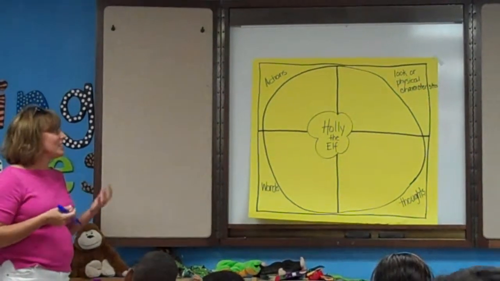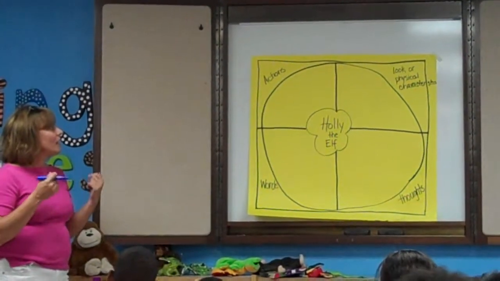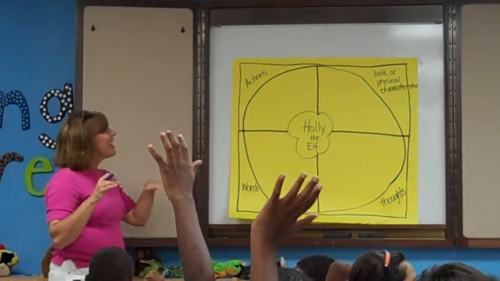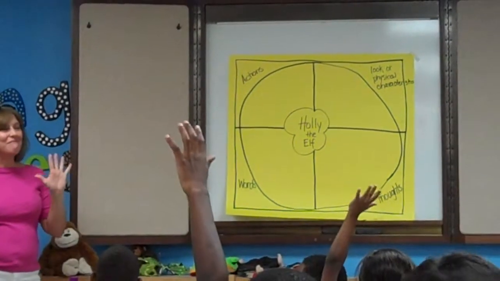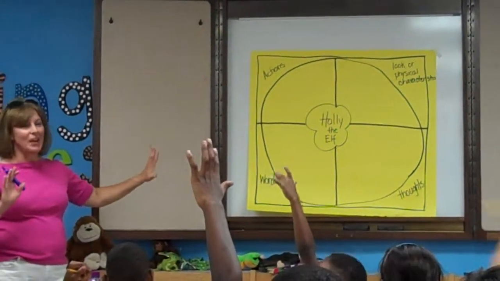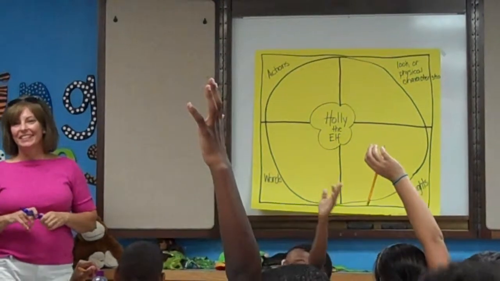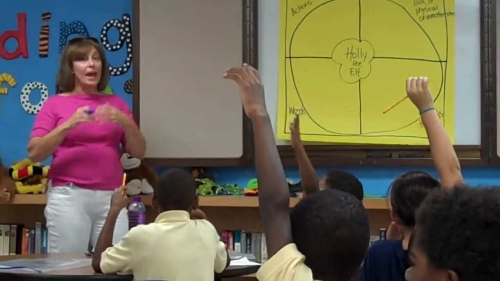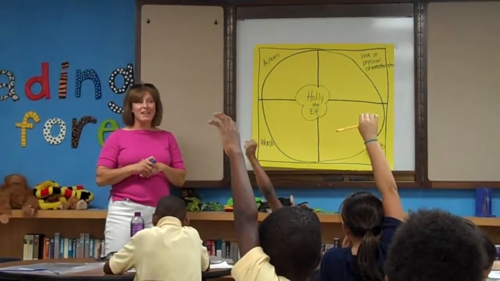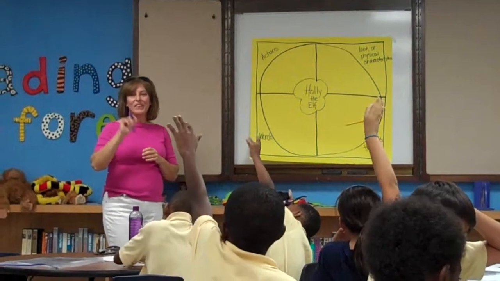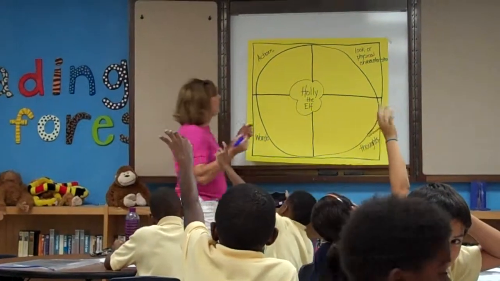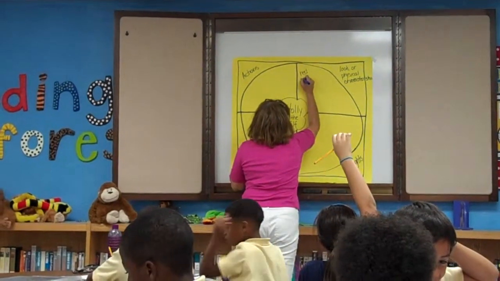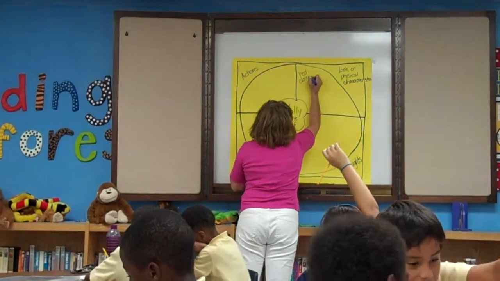Okay, let's start with the easiest one. How would Holly the elf look? You help me figure out my character in my North Pole story. How would Holly the elf look? What do you think, Layla? Look like an elf. Okay, but what does an elf look like? Describe an elf. They have red clothes. Oh, okay. So we'll put down red clothes. You don't copy this down because your character is not an elf.